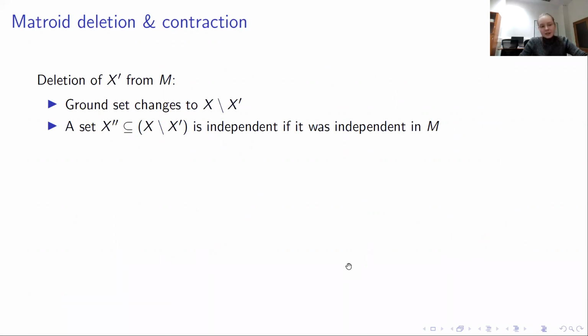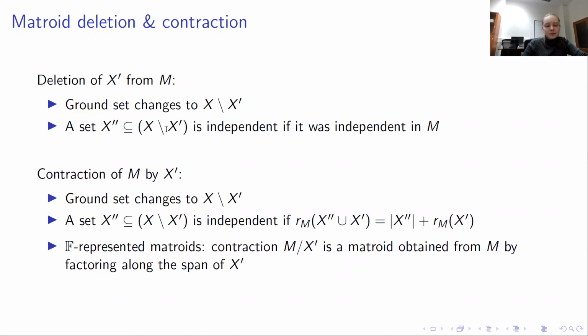In the deletion, if the ground set of the matroid is X, then by deleting X prime from it, the ground set changes to X minus X prime, and the new set X double prime will be independent in the smaller matroid if it was independent in the original matroid. And contraction: if I want to contract a matroid by X prime, then again the ground set changes to X minus X prime, and the set X double prime in the new matroid will be independent if the rank of X double prime union X prime is equal to the size of X double prime plus the rank of X prime.